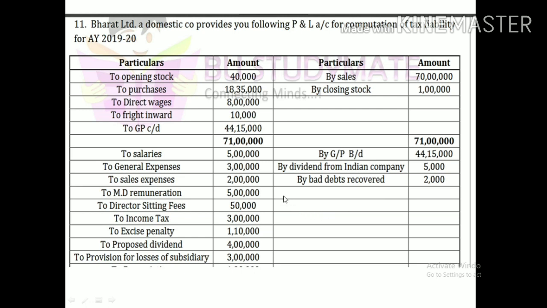Okay, we have incomes here. Dividend from an Indian company, that is 5,000. It is deductible because it is exempted income under section 10 subsection 34. It is already credited, so it should be deducted as 5,000. The next one, bad debts recovered, does not come under the MAT provision, so just ignore it.